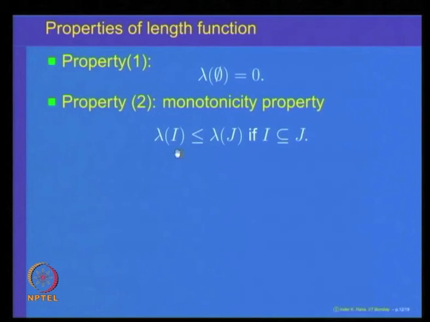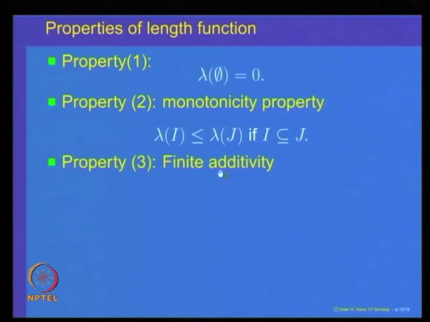So, the length function lambda has the monotone property, namely if an interval I is contained in another interval j, length of I is less than or equal to length of j. Next, let us look at another property called the finite additivity property. So, what should the finite additivity property be?